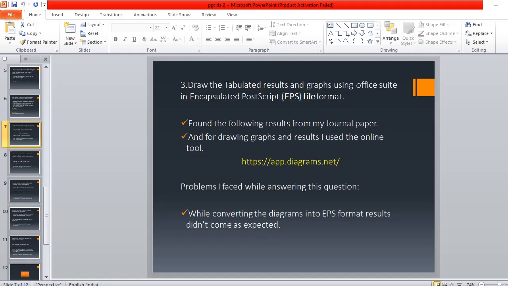The problem I faced while answering this question was while converting the JPG diagrams into EPS format, because the graphical results did not come as expected. That is the problem I faced.